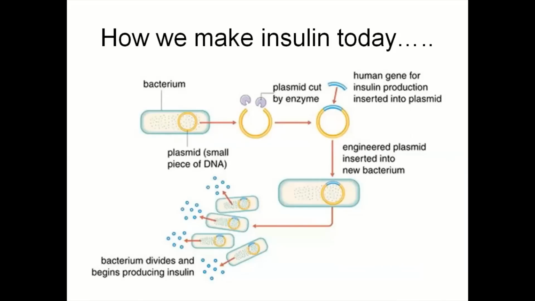The DNA of bacteria is cut by an enzyme, and a human gene for insulin production is inserted in its place. The engineered plasmid is then inserted back into the bacterium. The bacterium reads the gene as one of its own and translates the insulin protein. The bacterium then divides and begins producing insulin.